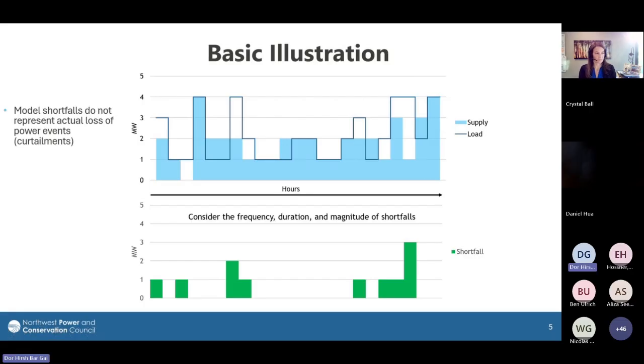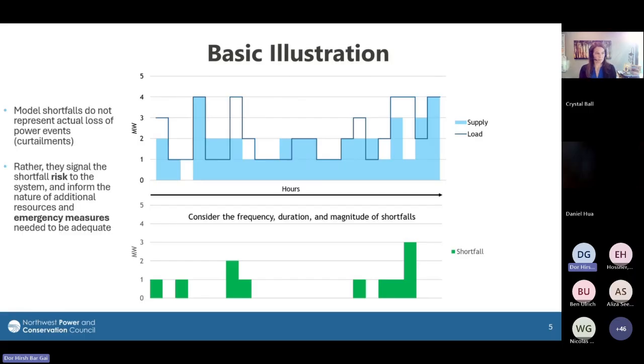In any case, these are all simulated events. And so we might use the word model shortfalls, we could use simulated shortfalls, but in all of our resource adequacy work, we are never talking about real curtailments that will happen, but it's the risk that curtailments could happen. And so from the get-go, understanding the definition that when we talk about events, these are all simulated events. What they do tell us, however, is the risk that the system could experience.